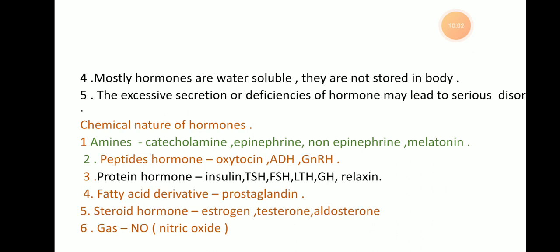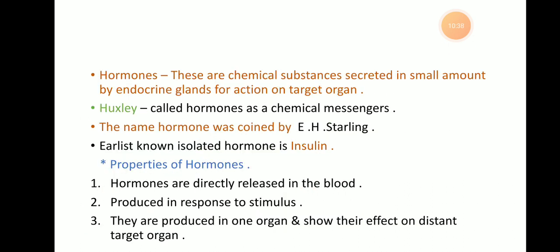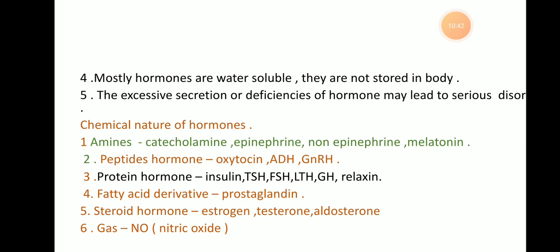Actually, these hormones secreted in the human body have different chemical natures. Hormones may be amines like thyroxine, peptides like oxytocin, ADH (antidiuretic hormone), or GRH. Then protein hormones are insulin, glucagon, TSH, FSH, LTH, GH, relaxin. Such types of hormones are the protein hormones. Then the fatty acid derivatives, prostaglandin, then the steroid hormones which are secreted in the body are estrogen, testosterone, androgens, and some gases like nitric oxide. So this is the chemical nature of the hormones. So the hormones are very important secretions in the endocrine system or the chemical coordination system.